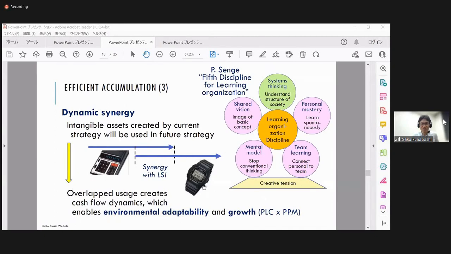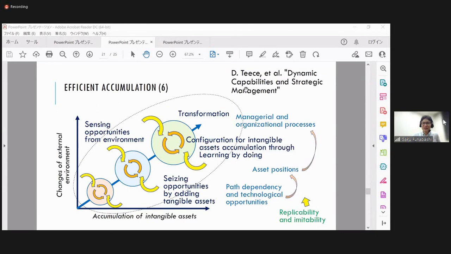Again, for this dynamic synergy, you prepare for the future with this kind of overlapping time. And dynamic capabilities is prepare for the future by improving the capability of the human resources inside the organization. That is dynamic capability. Here I explained 3 things, no, for continuously improve the capacity of the staff inside.